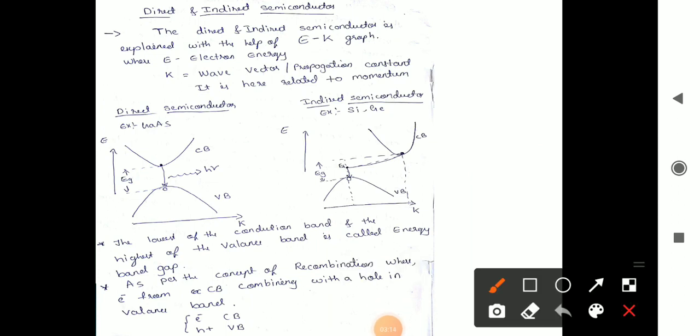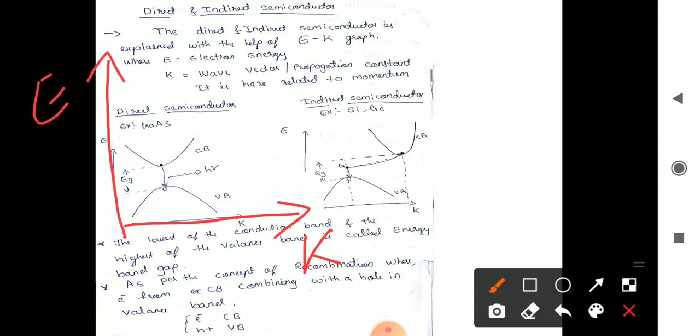The lowest of the conduction band and the highest of the valence band is called the energy band gap. If you refer to the graph of the direct semiconductor, the x-axis represents k, the wave vector, and the y-axis represents energy. Here the energy difference between the maximum energy level of the valence band and the minimum energy level of the conduction band is Eg.